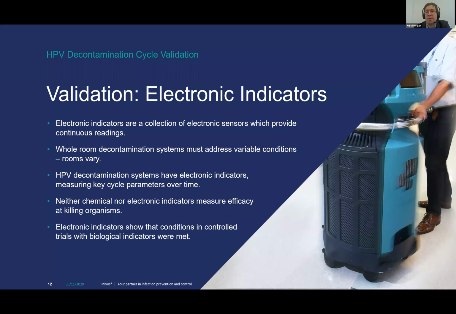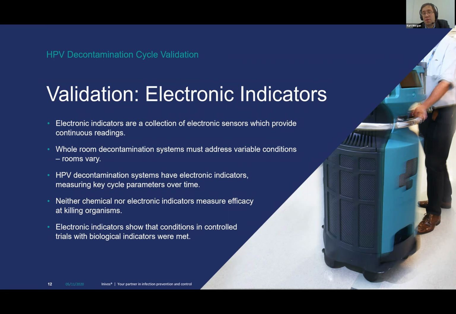Chemical indicators change colour based on exposure to one chemical, so they don't measure the efficacy at killing organisms. Sterilisation systems, where chemical indicators come from, have a very controlled cycle. Either the equipment works or the equipment's broken and it doesn't. So chemical indicators are very appropriate. And under normal conditions, the chemical indicator would show that either the sterilizer has worked or it's not. Whole room decontamination systems aren't the same. Temperatures, humidities, room sizes, surfaces, they all vary.